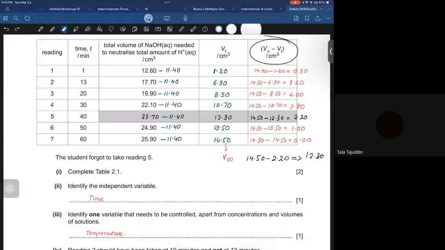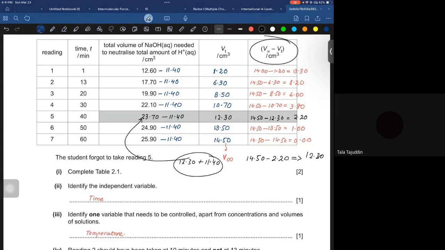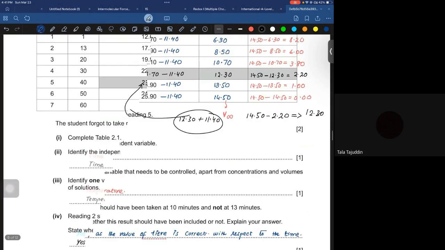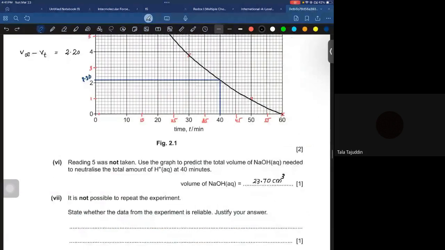And when I got this value, 12.30, of course, that was obtained because I have subtracted 11.40 from all. So 12.30 plus 11.40, I would be getting 23.70. So it's a chain basically. So that's why I have written 23.70 centimeter cube.